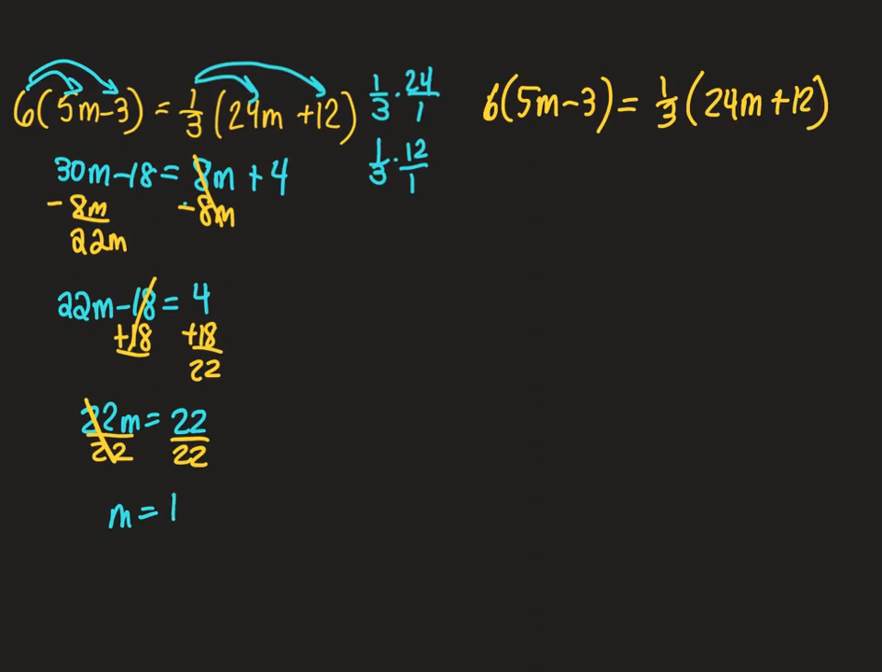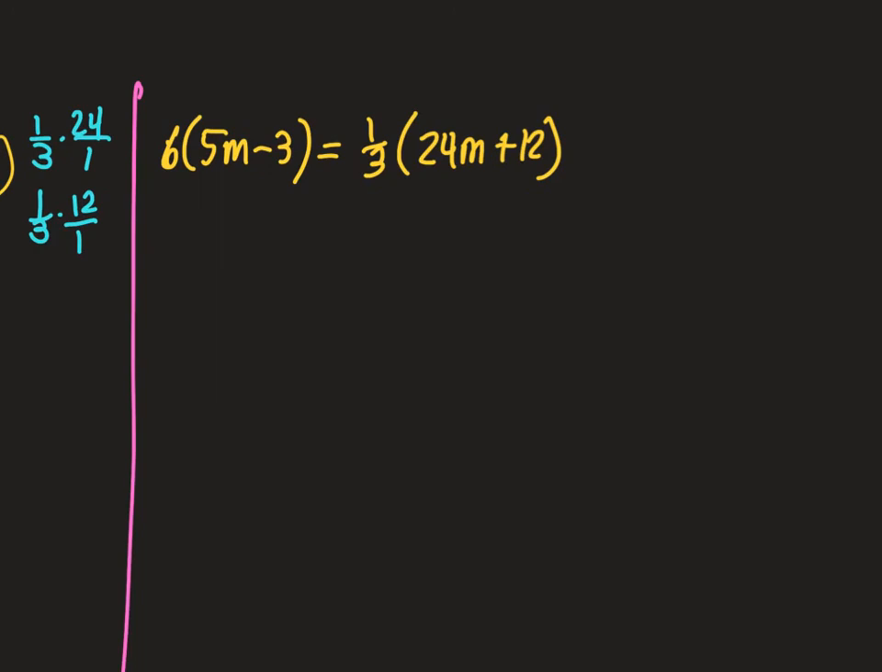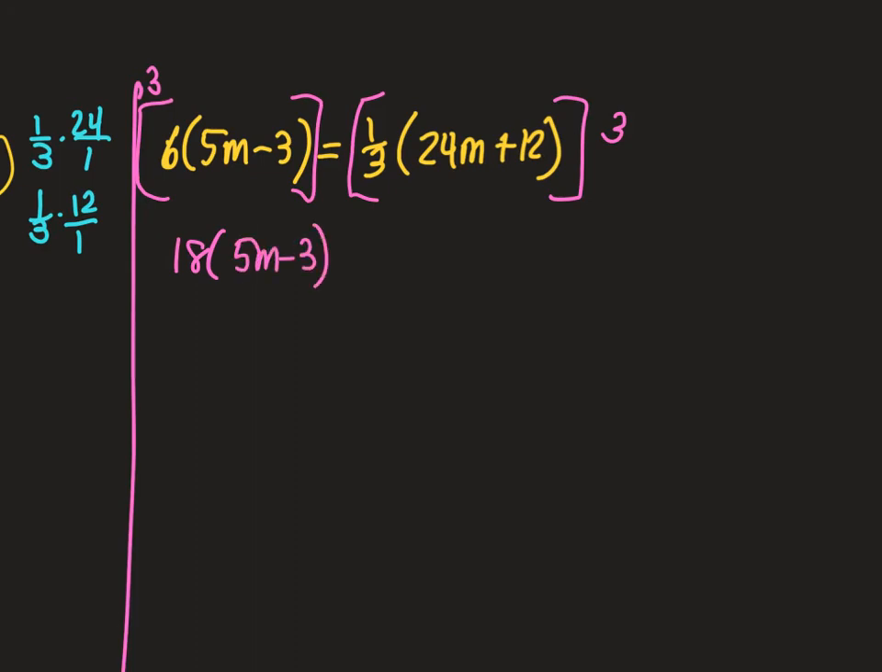Okay, here is option number 2. Option number 2, I'm going to just get rid of that 1/3 because I don't like 1/3. So right away, I'm going to multiply this whole thing by 3, which means I come over here and multiply this whole guy by 3. That makes 18, parentheses 5m minus 3. See how that worked? 3 times 6 is 18. This 1/3 times 3 makes it go away.